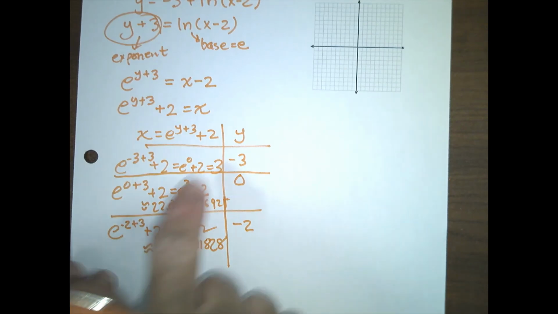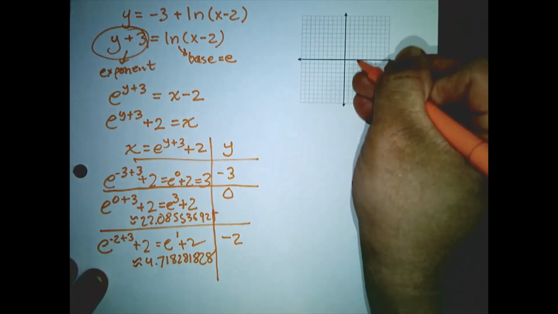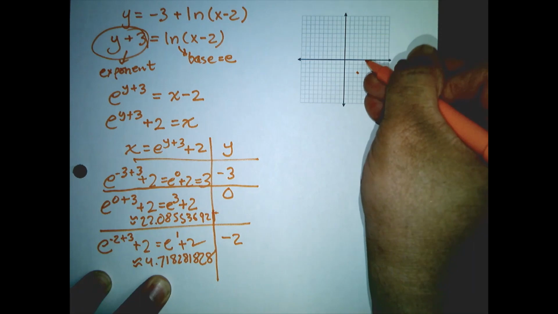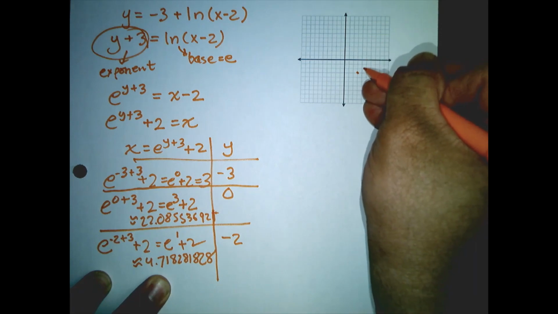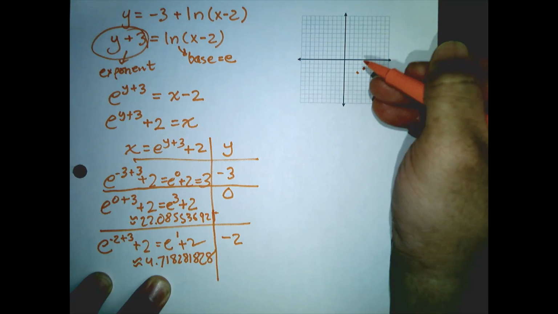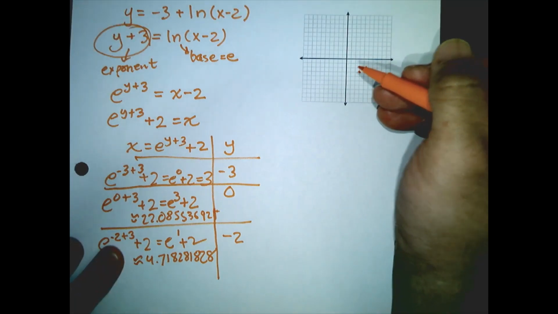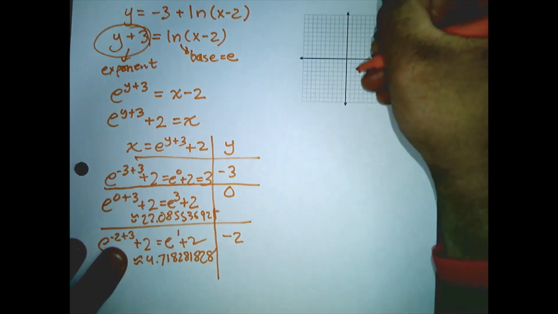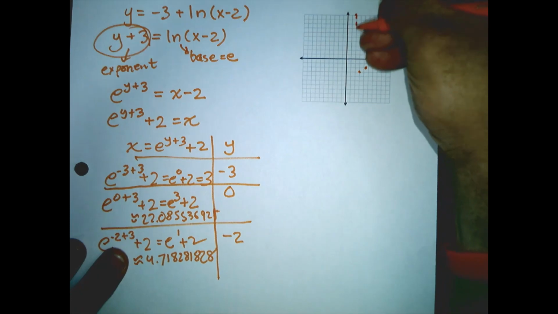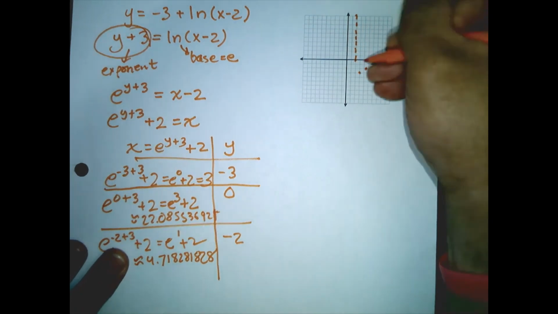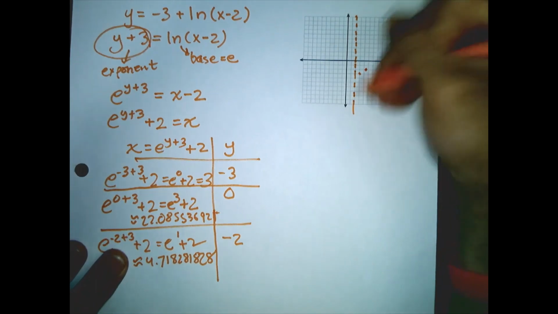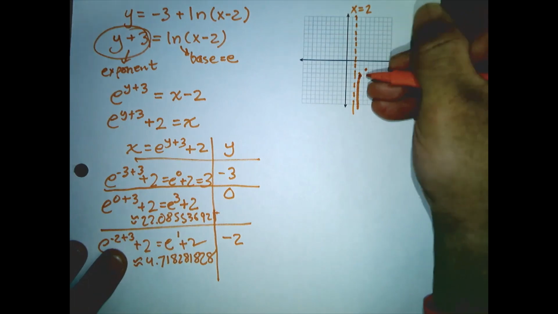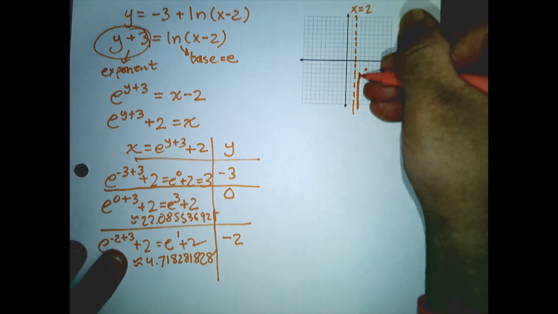All right, so here we go. We have 3, negative 3. So here's 3, negative 3. And about 4.71, negative 2. And so then all I need to do is make sure that I shift the asymptote as well. All right, so the asymptote is now at 2, and I'll point out again why that is in a second. But here is the graph.